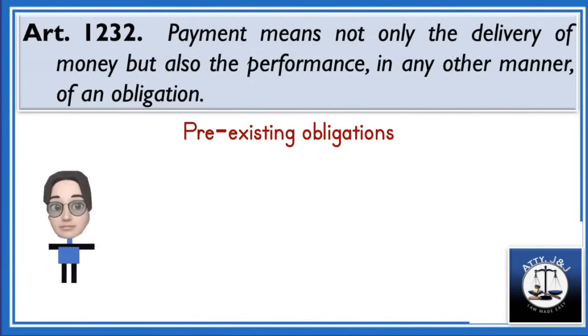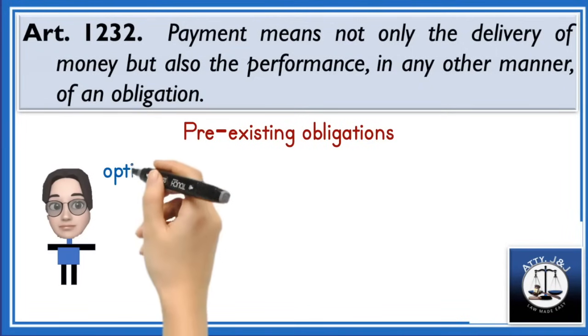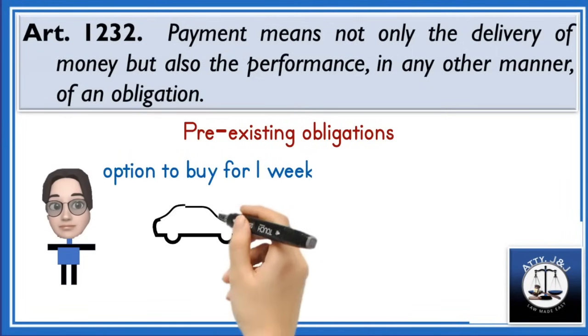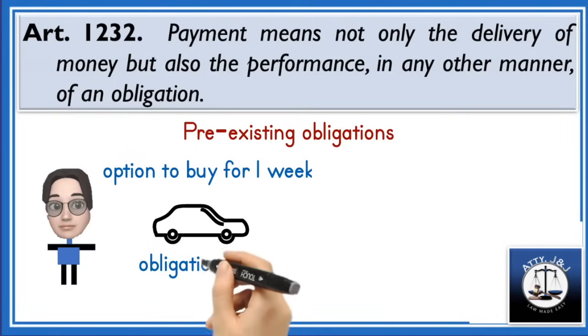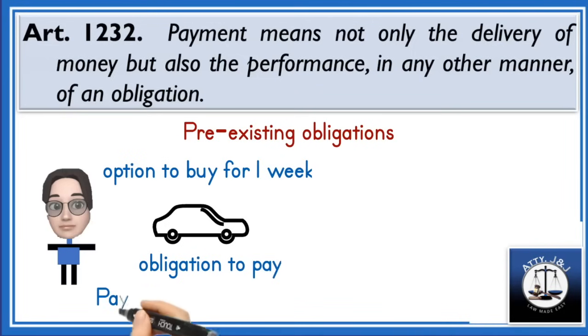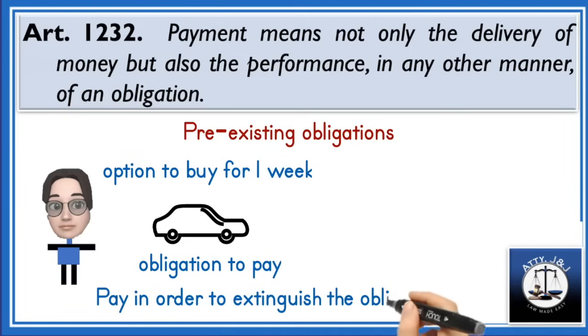Halimbawa, if si Pogi ay binigyan na pa lang muna ng option to buy yung specific car, okay? May option to buy muna siya. Say within a period of 1 week, pag di pa siya nagde-decide na bibilhin niya yung car na yun, wala pa siyang obligation. But once binili niya na ang car, an obligation to pay on his part now exists. And in order to extinguish that obligation, Pogi needs to pay for the car.